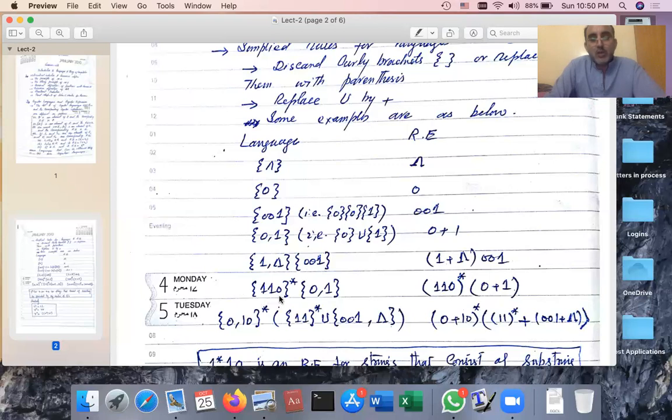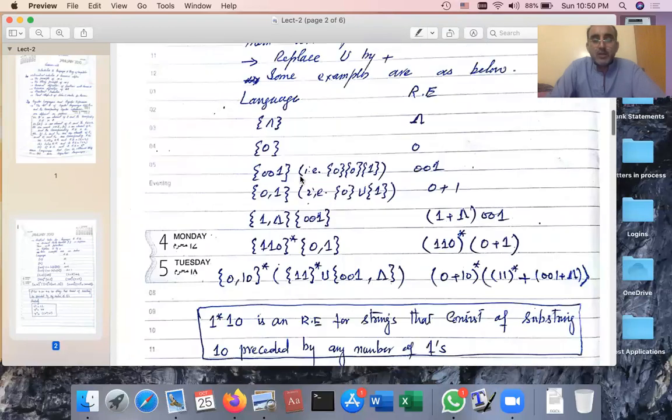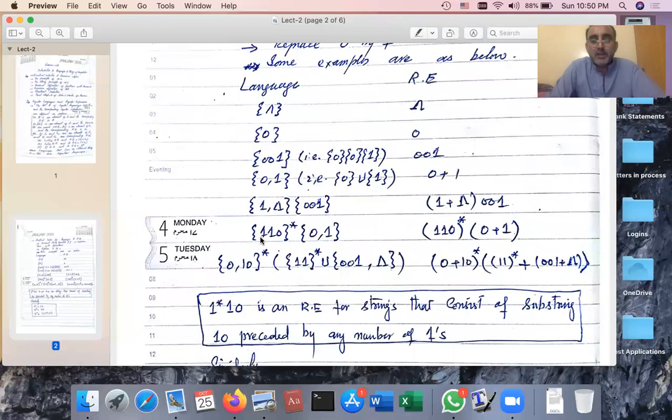Now next is {110} Kleene star, and then curly braces {0, 1}. Here comma means union, and this is the Kleene star that we have seen in the definition of this one. Now I can represent it with 110 in parentheses, and then I can put a star over it. And this one is simple: 0 plus 1. 0 plus 1 is okay, but I have to put parentheses for clarity. So this is the regular expression.